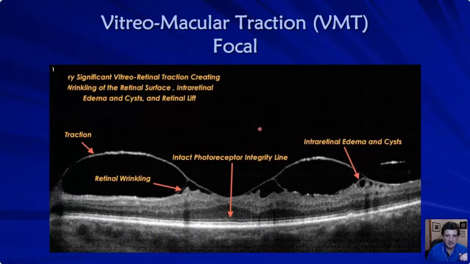You can see here now, remember, if we get out here, this is going to be about 300 microns in this area right here. So you could see that maybe it's attached here, depending on what you want to call it. But from here to here is definitely less than 1,500 microns. And so this would be focal. These ones we want to watch a little bit closer. This is a focal vitreomacular traction. I have this one all labeled.